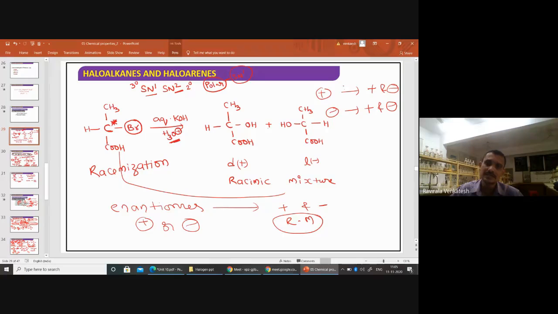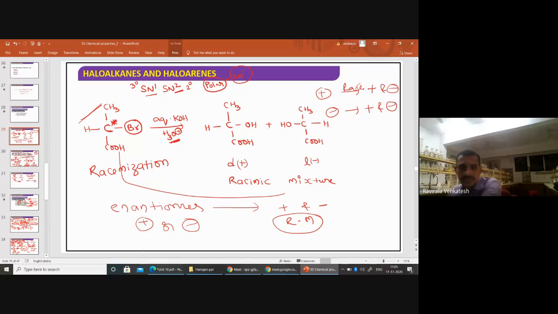This is nothing but called racemization. Very simple definition, right? Conversion of an enantiomer into a racemic mixture is called what? Racemization. So you can give any example like this. You can take this example, with that you can explain. Okay. Next we'll move to what?